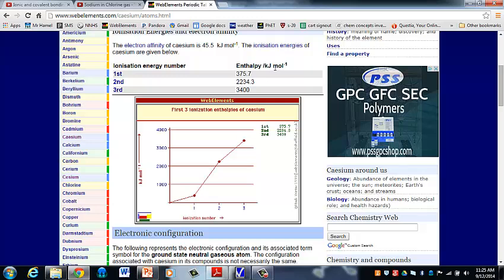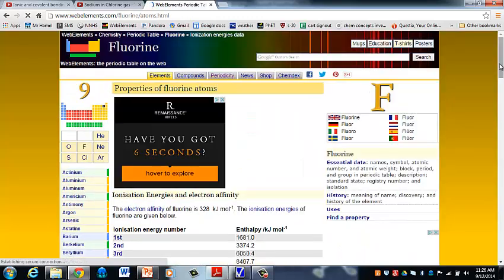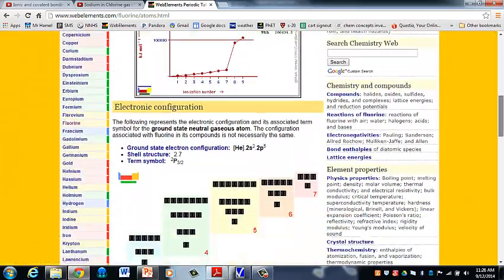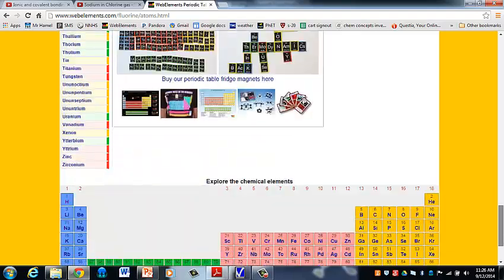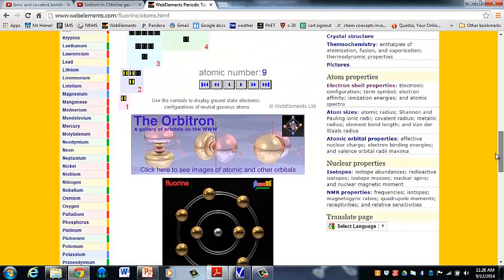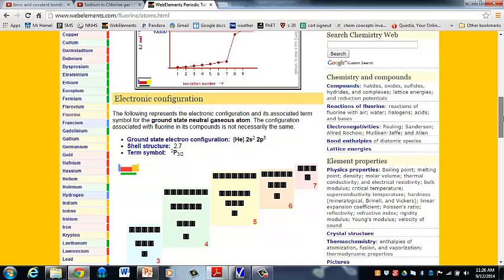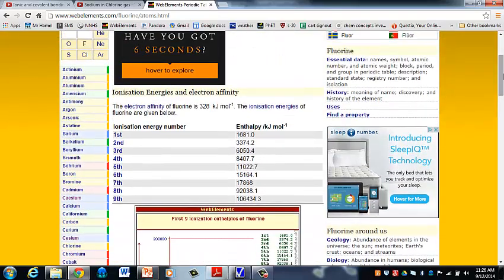So this tells me the ionization energy for cesium is 375.7 kilojoules per mole. The other thing I wanted to know was, for fluorine, what is its electron affinity? Electron affinity is 328 kilojoules per mole.